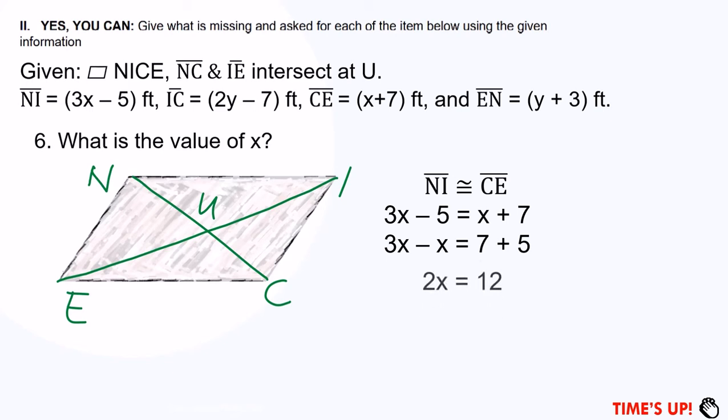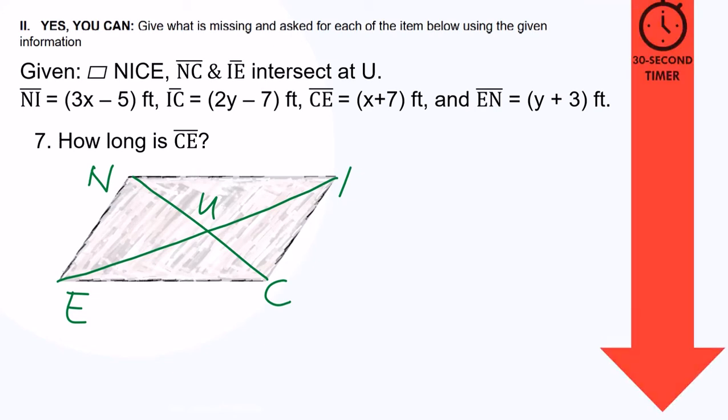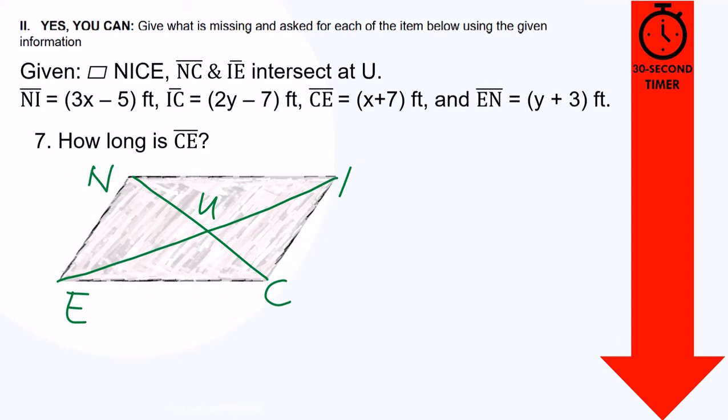Then we get 2x equals 12. Isolate x by dividing both sides by 2. So we have 2x divided by 2 equals 12 divided by 2, and we get x equals 6. Question number 7. How long is side CE? Your timer starts now.